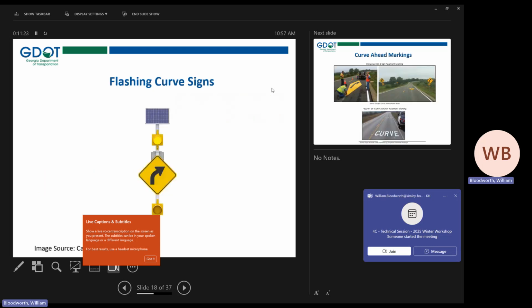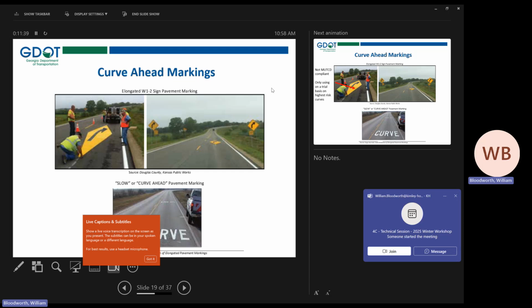On our more severe curves, we're looking at installing flashing curve warning signs. So to make sure that the driver is alerted, there's a visual cue beyond just the sign itself, a flashing warning sign ahead so that they can see and be aware that a more severe curve is up ahead. And I want to make sure I emphasize this.